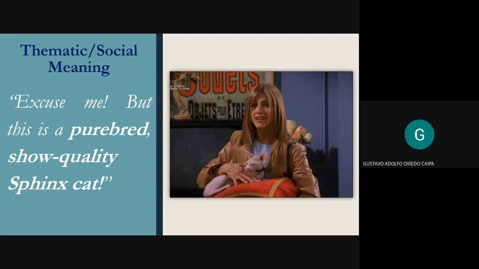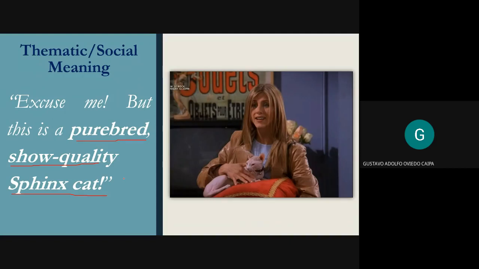So in this case, Rachel is using very specific technical words about animal quality, right? About breeding, about cat breeding. So we can say at least that she knows a little bit about cats and cat breeds, right? She's knowledgeable in these kinds of things, and we can see these terms: purebred, show quality, Sphinx cat, as belonging to a very special field.